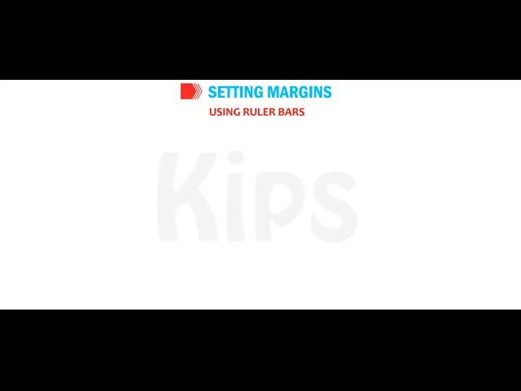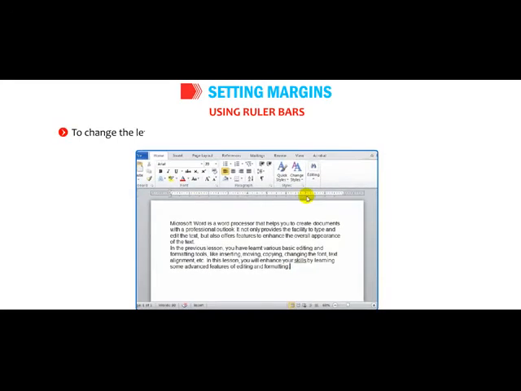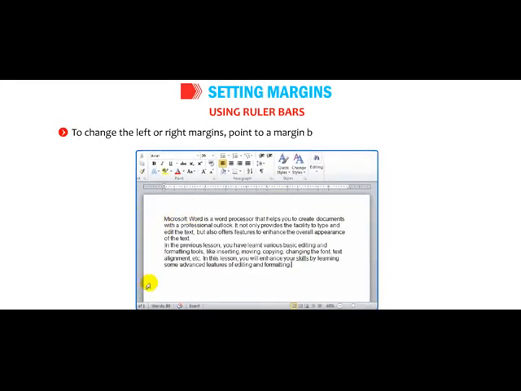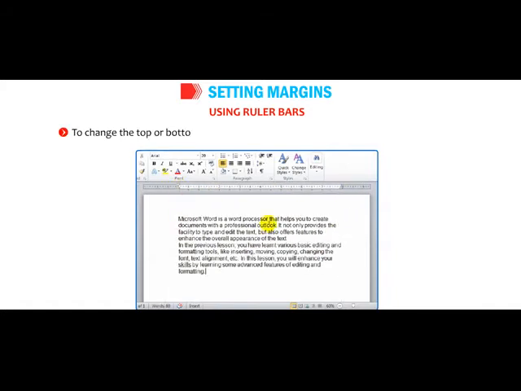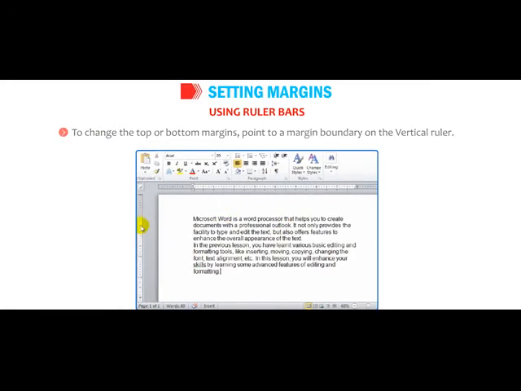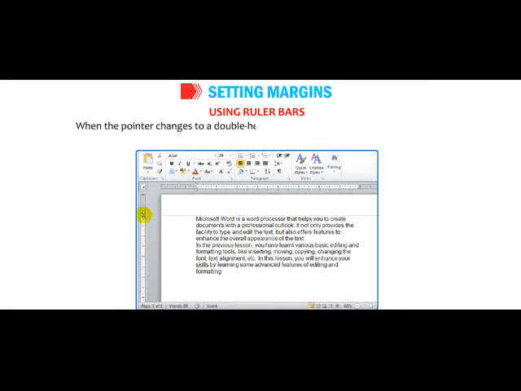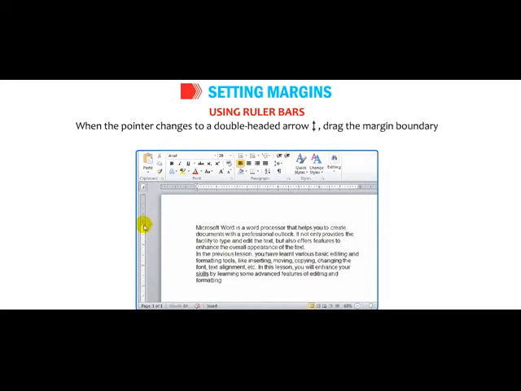Using ruler bars. To change the left to right margins, point to a margin boundary on the horizontal ruler. When the pointer changes to a double-headed arrow, drag the margin boundary as per your need. To change the top or bottom margins, point to a margin boundary on the vertical ruler. When the pointer changes to a double-headed arrow, drag the margin boundary as required.